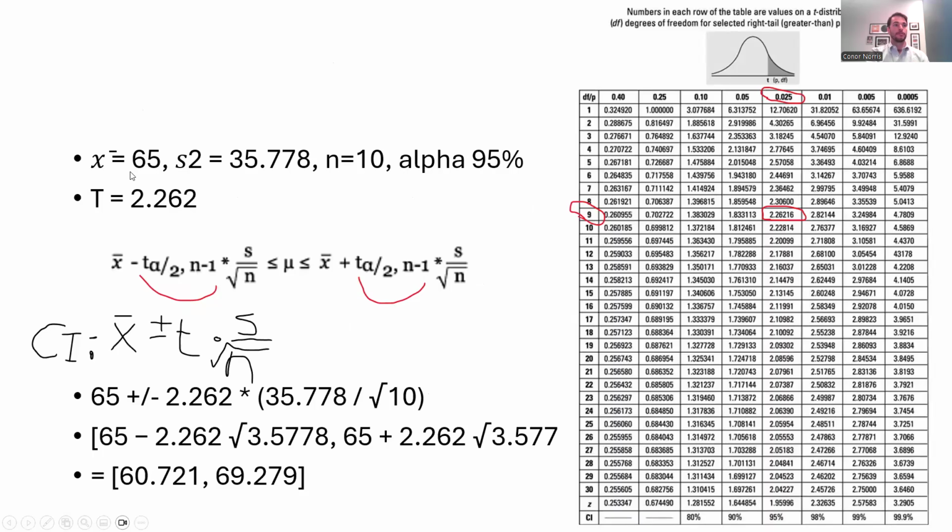So our sample mean is 65, our sample standard deviation is 35.778. We have 10 games, so that's our n, a sample size of 10, and our alpha is 95%. So for degrees of freedom, that's n minus 1, so that would be 9 degrees of freedom. So we trace down here to 9.